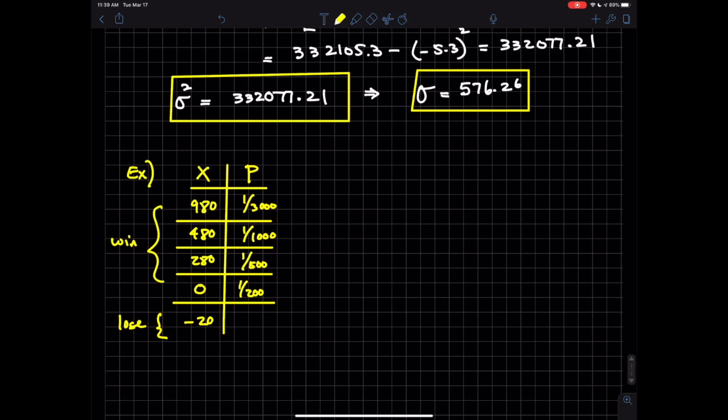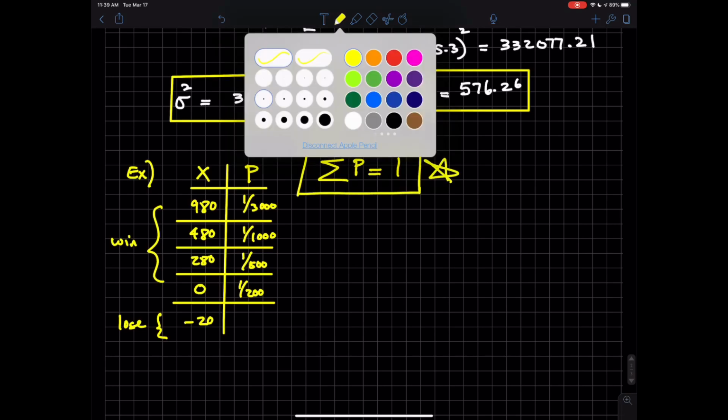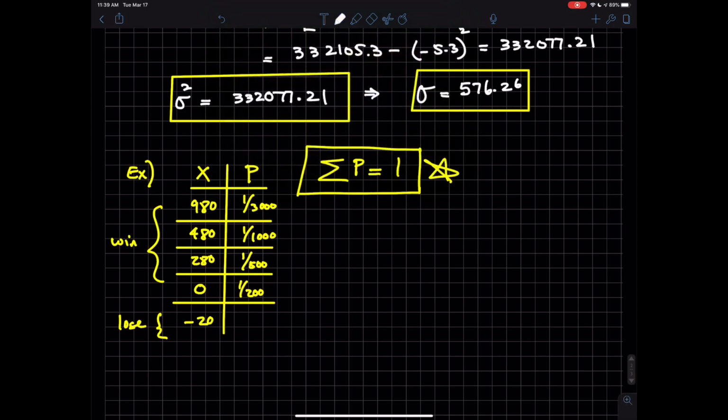Well, I have to recall something I asked you to recall a while ago, that the sum of the probabilities in a probability distribution always adds to 1. Remembering that, I know that all of these probabilities have to add to 1. So if I need to find that missing probability, I can do that by adding up all the previous probabilities and subtracting it from 1.